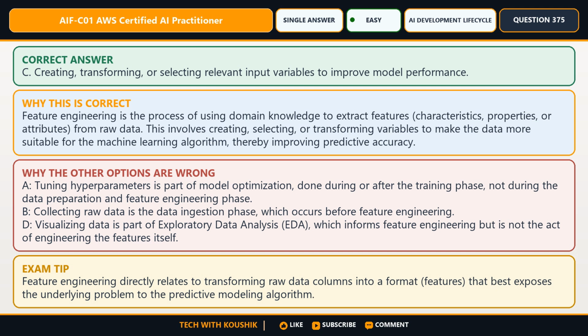The incorrect choices are plausible, but unsuitable because A. Tuning hyperparameters is part of model optimization, done during or after the training phase, not during the data preparation and feature engineering phase. B. Collecting raw data is the data ingestion phase, which occurs before feature engineering. D. Visualizing data is part of exploratory data analysis, EDA, which informs feature engineering but is not the act of engineering the features itself. Feature engineering directly relates to transforming raw data columns into a format, features, that best exposes the underlying problem to the predictive modeling algorithm.